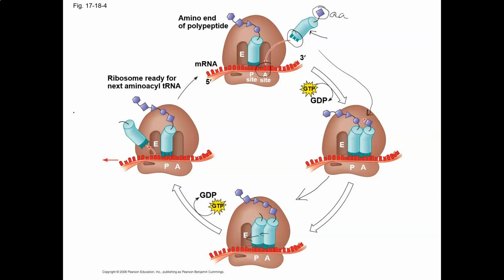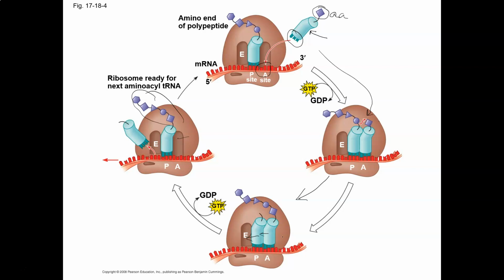But for now, it's kicked off the ribosome, and now we have the polypeptide chain with another amino acid added to it, and then you can add yet another one. So a new amino acid can come into this A site, and the cycle goes round and round. They call this the elongation cycle.